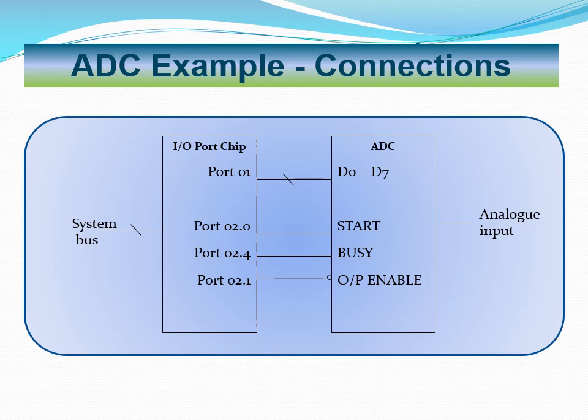Let's illustrate programmed I/O using the ADC example. The microprocessor communicates with the ADC through an I/O port chip. Port 1 is connected to the ADC digital output pins, and port pins 2.0, 2.4, and 2.1 are connected to the ADC control pins as shown.